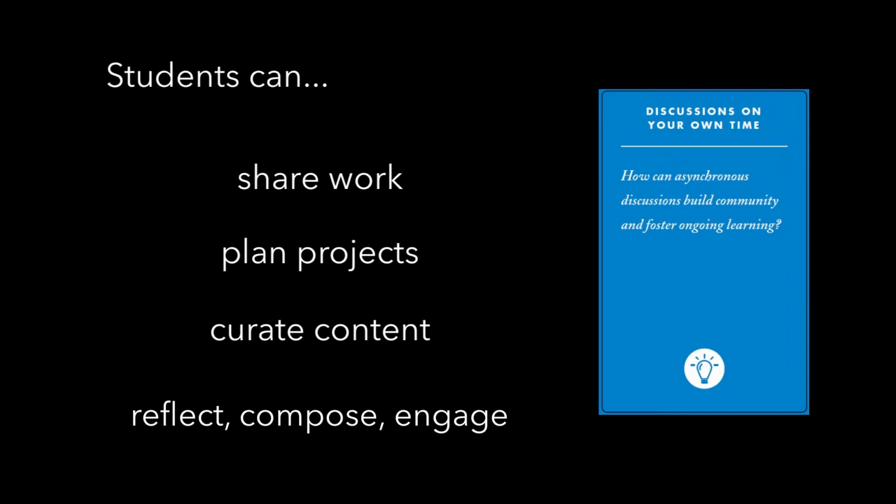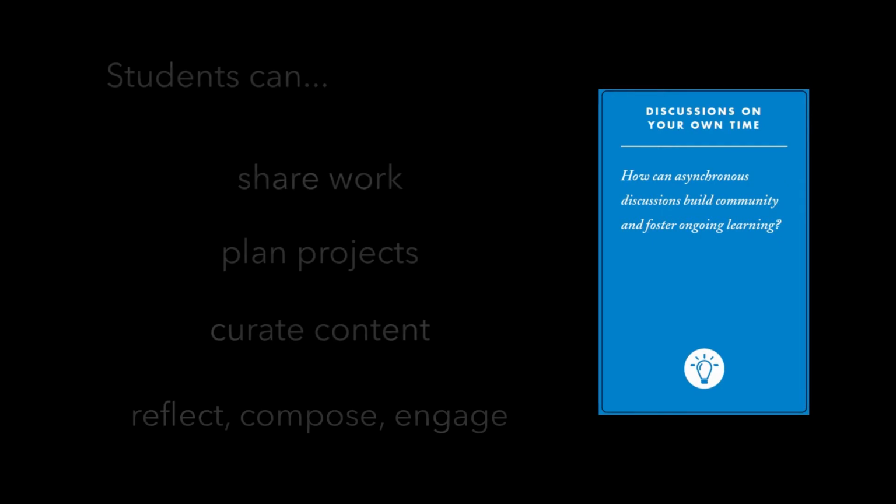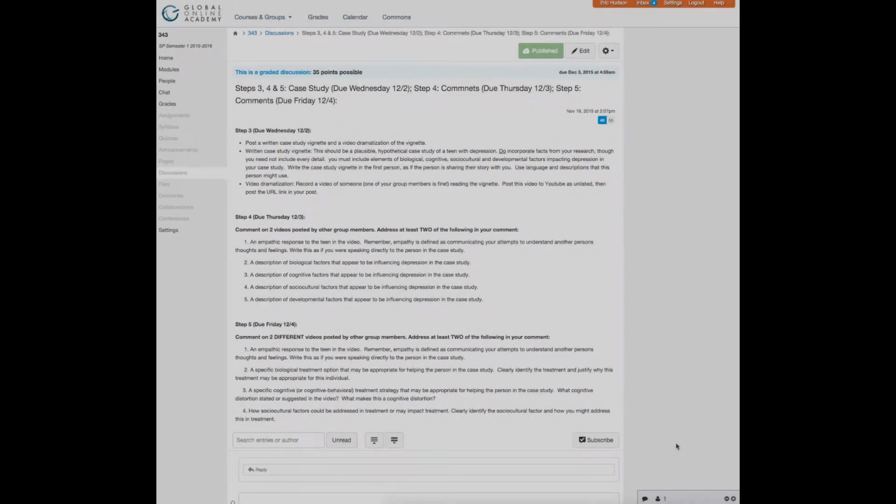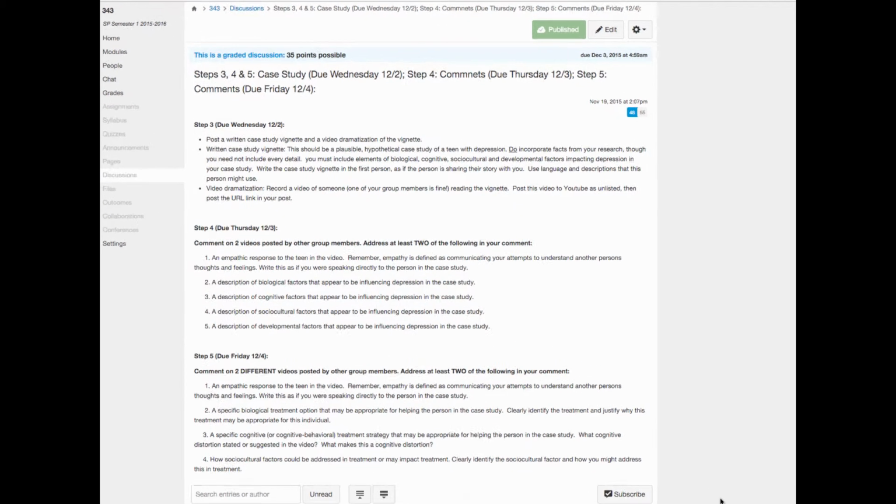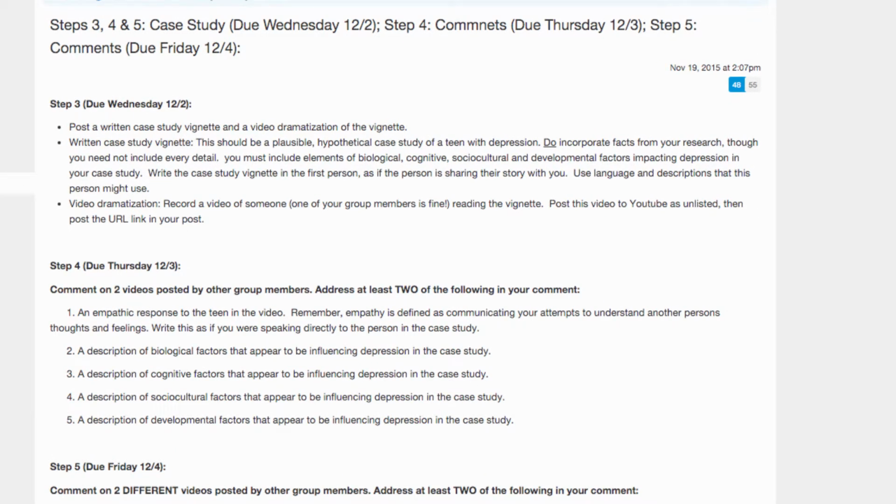Let's look at an example from GOA's course, Introduction to Psychology. After several days exploring different case studies on depression, the students were given the opportunity to design their own case study and present it to their classmates for analysis and discussion. In this asynchronous discussion forum, the teacher leveraged several different aspects of what makes online learning spaces conducive to learning, and in asking the students to present and talk about their work.